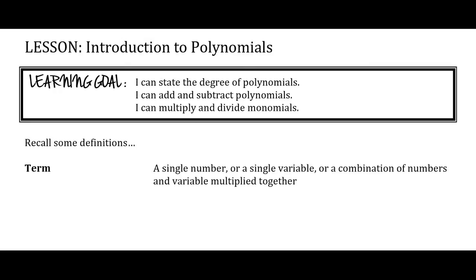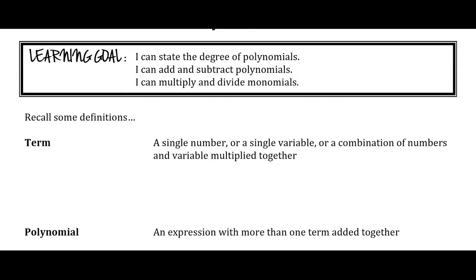Okay, so here's some review from grade 9 about algebra and polynomials and what we know about them from grade 9. Some definitions to make sure that you understand the words being used in class. So a term is a single number or a single variable or a combination of numbers and variables multiplied together.